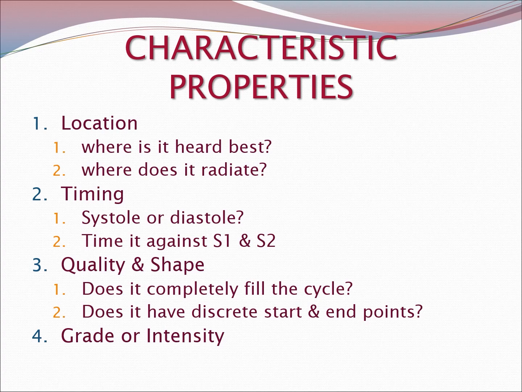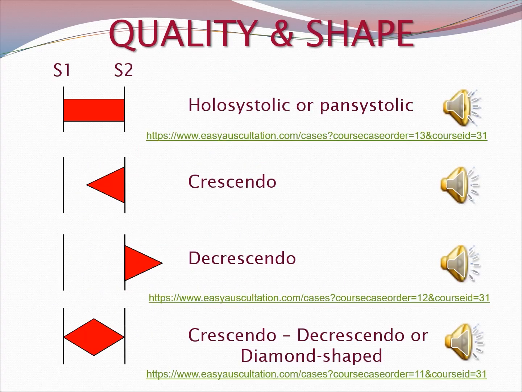Murmurs can take on all shapes and sizes. They can be early diastolic murmurs, mid-diastolic murmurs, early systolic, mid-systolic, late systolic murmurs, and there can also be holosystolic murmurs, also known as pansystolic murmurs. Hopefully this will work, and you can hear a holosystolic murmur.